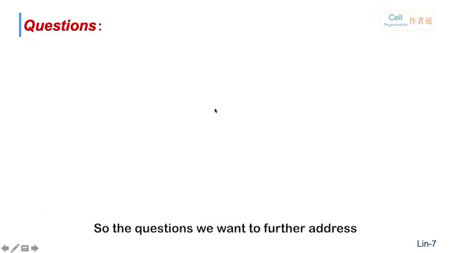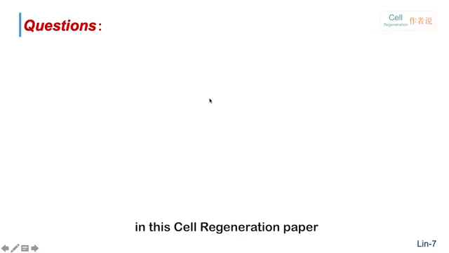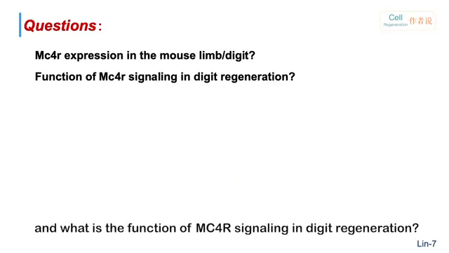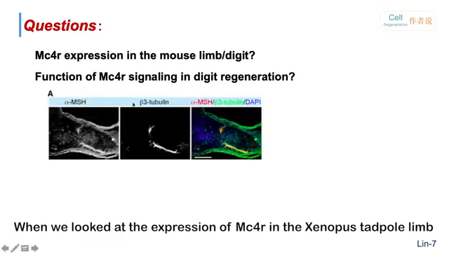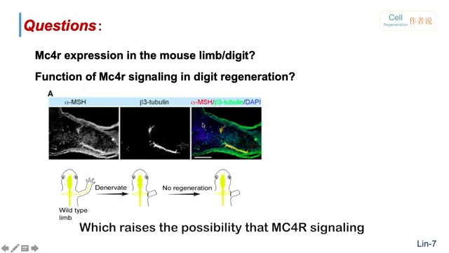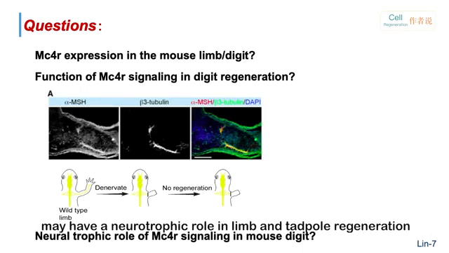So the questions we want to further address in this Cell Regeneration paper are about the MC4R expression in the mouse limb and digit, and what is the function of MC4R signaling in digit regeneration. When we look at the expression of MC4R in the Xenopus tadpole limb, we observed that MC4R is closely co-localized with limb nerves, which raises the possibility that MC4R signaling may have a neurotrophic role in limb and tadpole regeneration.